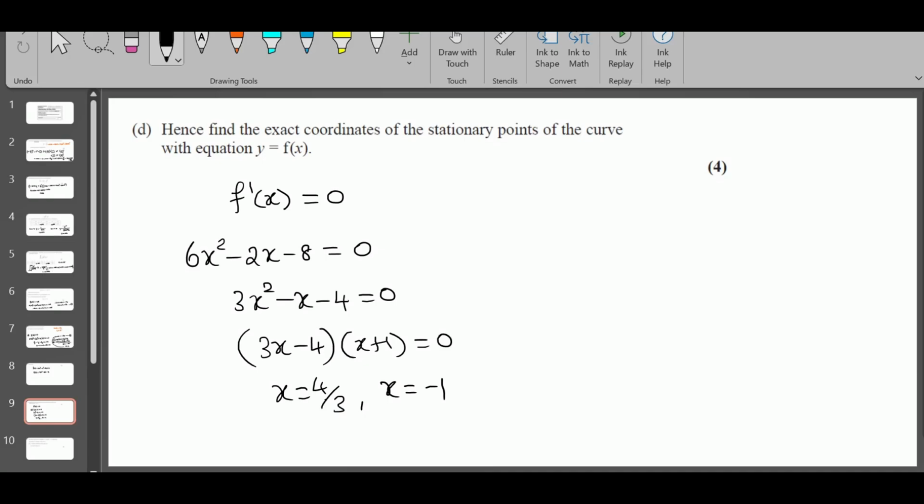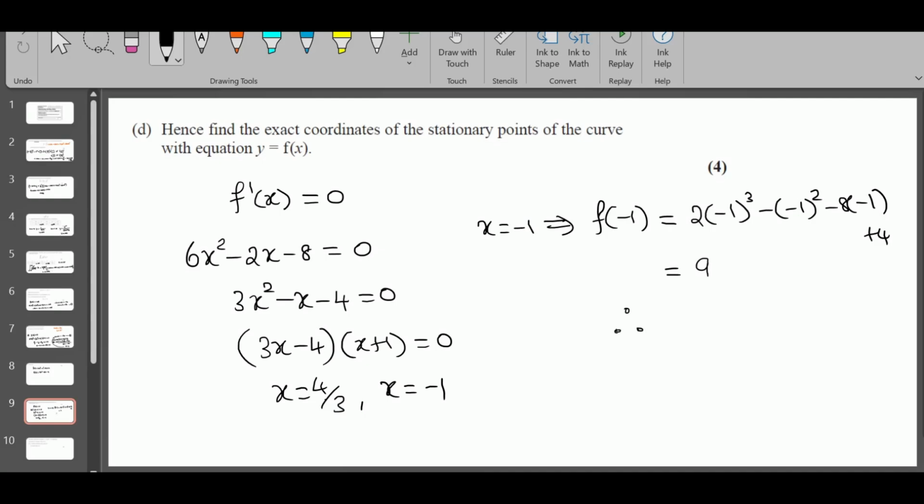Don't skip this step. They want the coordinates, not just the x coordinates. So you need to sub in these values into the function. So when you sub in x is minus 1, f of minus 1 is ax cubed minus x squared plus bx plus 4. That's basically 4 plus 8 is 12. 12 minus 2 is 10. 10 minus 1 is 9. Therefore, one stationary point is this.